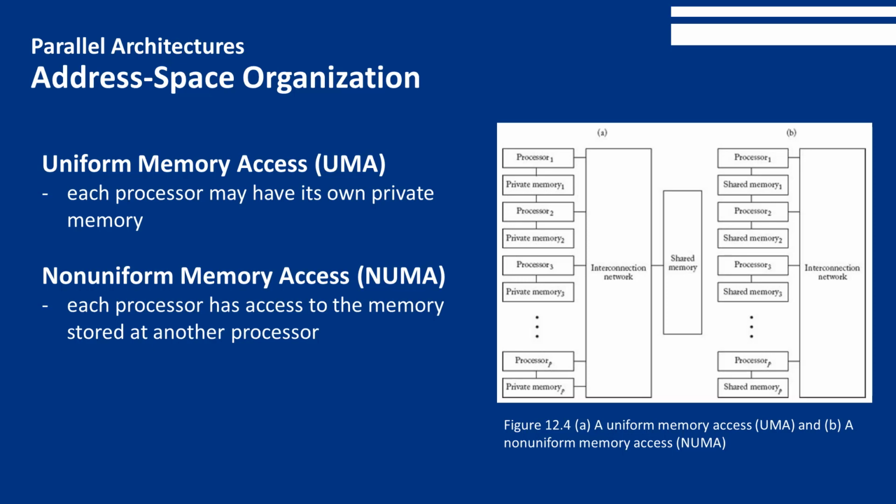This memory is not private, as is the local memory in Figure 12.4a. That is, each processor has access to the memory stored at another processor. However, it has faster access to its own memory than to memory stored at another processor. If most of a processor's accesses are to its own memory, performance should be good.